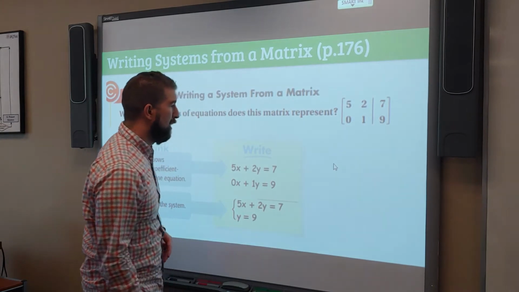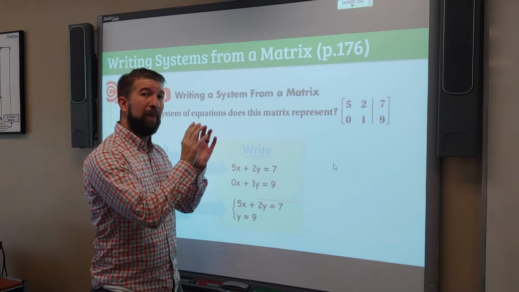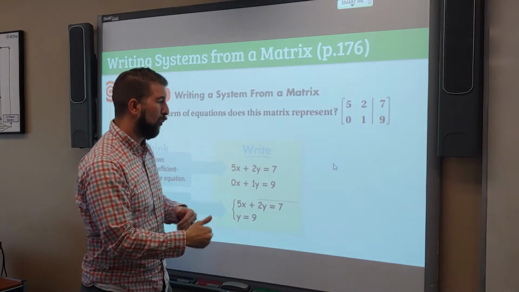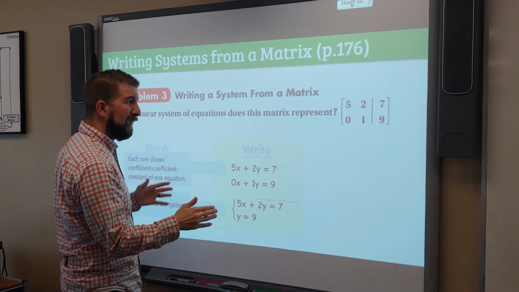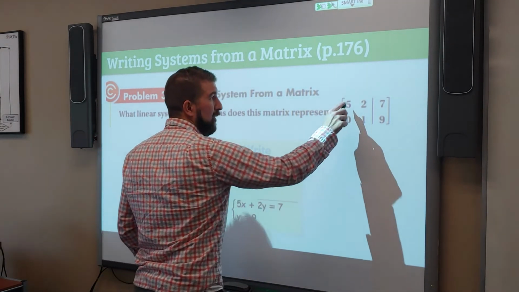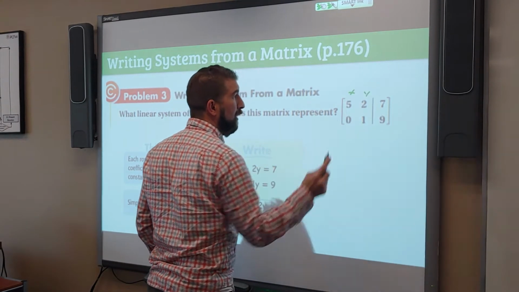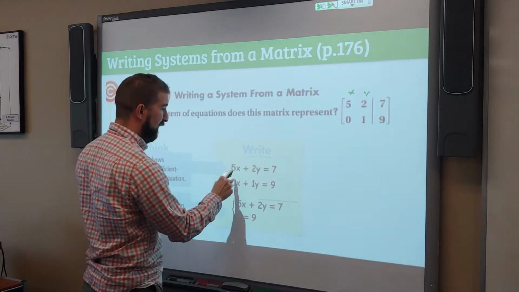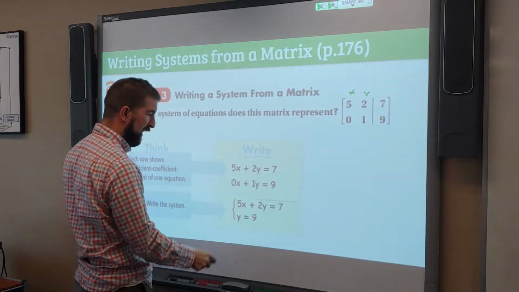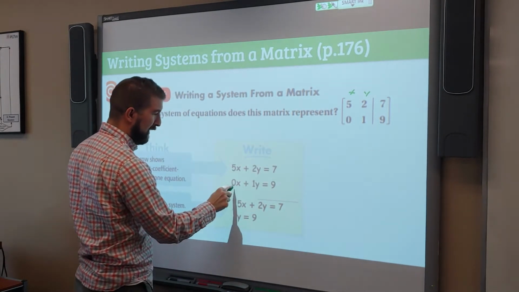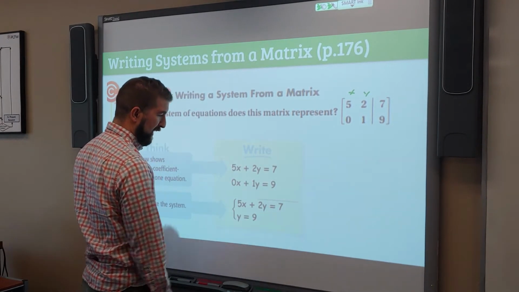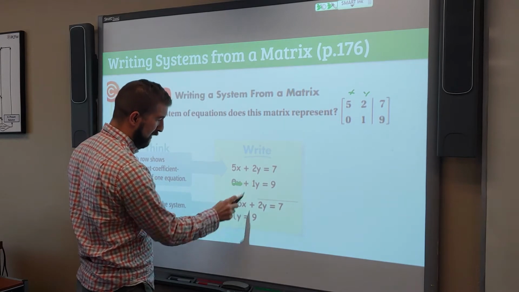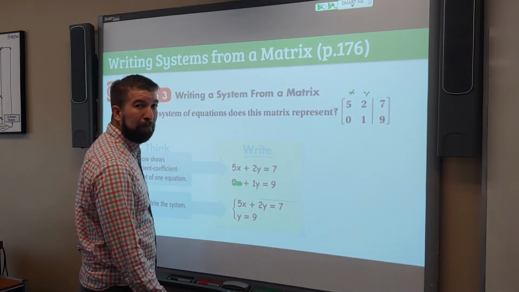All right, so what about going from a matrix back to an equation? It's the same thing. Right here, I've got two components, so x and y, and that's going to be my equal. So this is 5x plus 2y equals 7, and then 0x plus 1y equals 9. That can simplify to y equals 9.